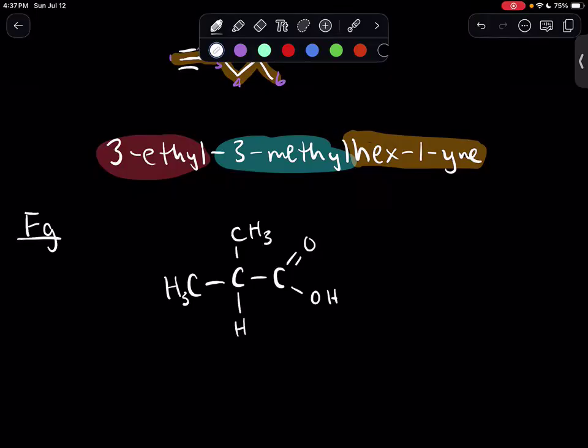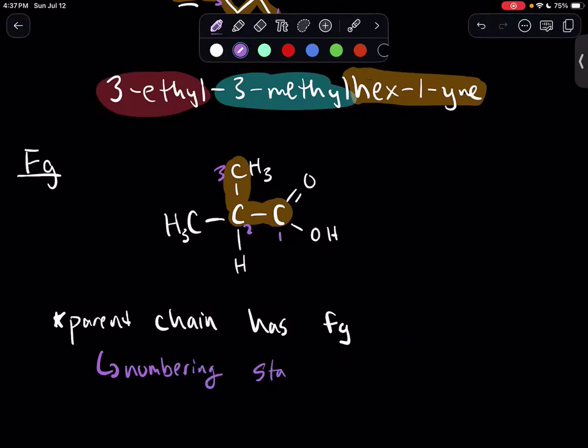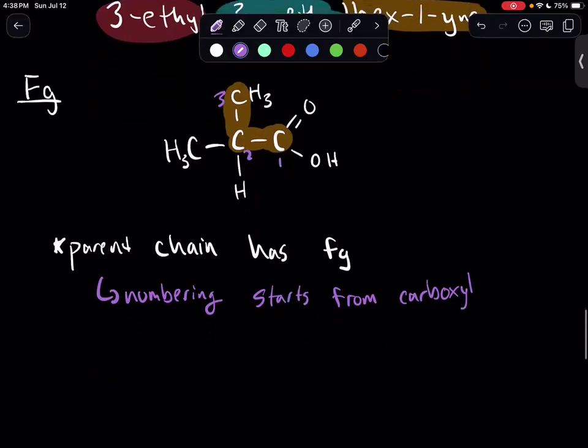Well, we still want the parent chain. The parent chain has the functional group, just like with alkenes and alkynes. So when I highlight my parent chain, it's this carbon, and then let's go up. It doesn't really matter which way we go. And we'll number them 1, 2, 3. So numbering starts from the carboxyl. Now with this, we can just start counting them out.